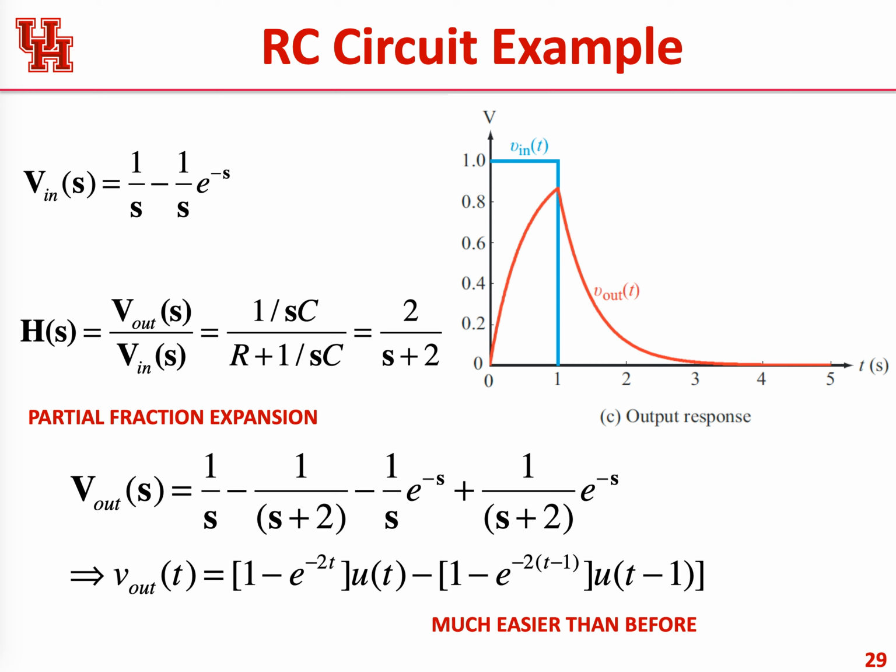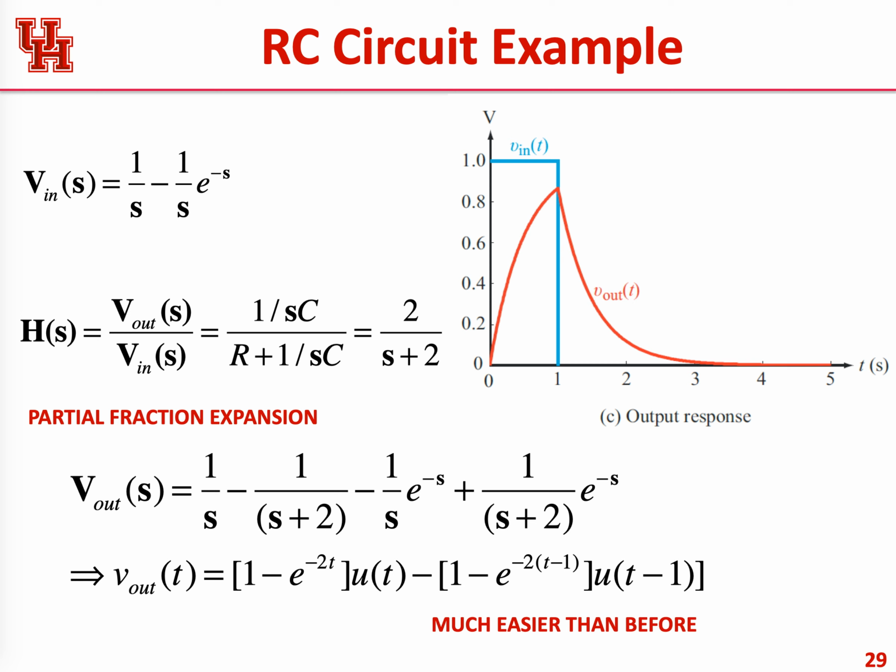Then for A2, I'm going to multiply throughout by (S plus 2) and set S equal to minus 2. When I do that, I get 2 divided by minus 2, and again this term is not going to be there, so this is going to be minus 1. So my V out of S is going to be 1 over S minus 1 over (S plus 2), and this whole thing times (1 minus e to the minus S).